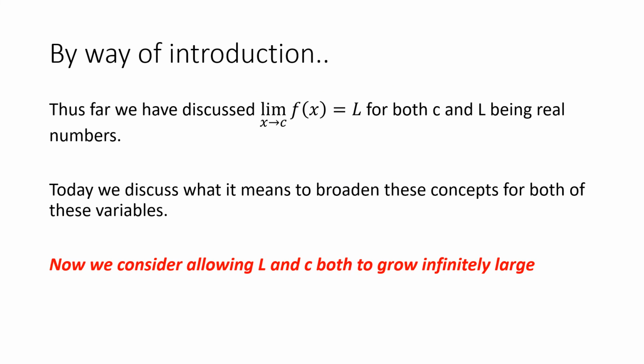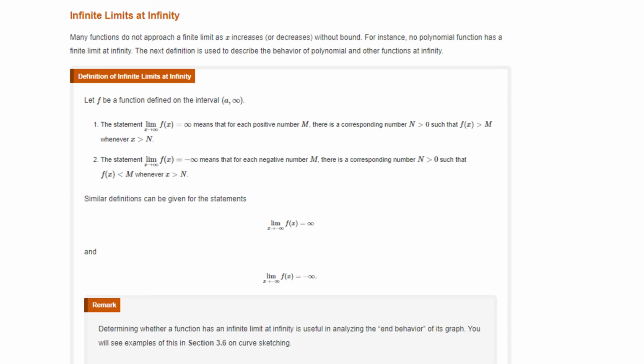Now we're going to have one more segment in this presentation. So far we've discussed that for L being infinity, we've talked about what happens as c goes to plus or minus infinity. And now we're going to allow both L and C to grow infinitely large. So we'll talk about what it means to have infinite limits at infinity.